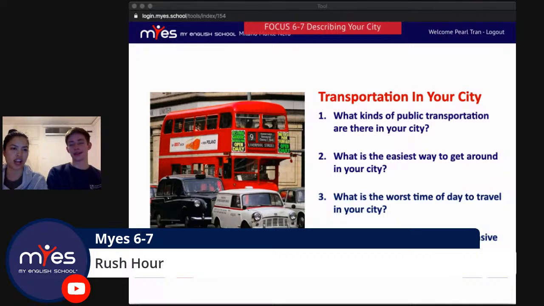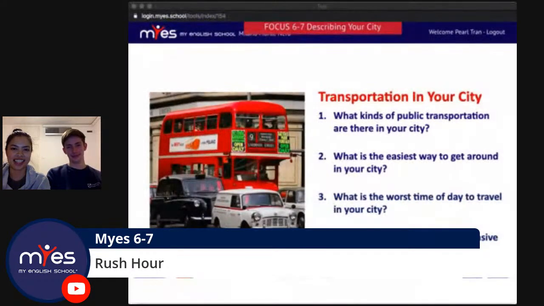Exactly. Rush hour is terrible, the worst. And there's a famous film called Rush Hour in English. Yep, Google it. Action film. Very good. All right, let's continue.